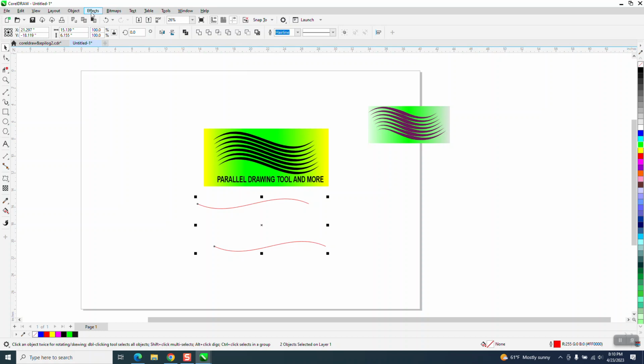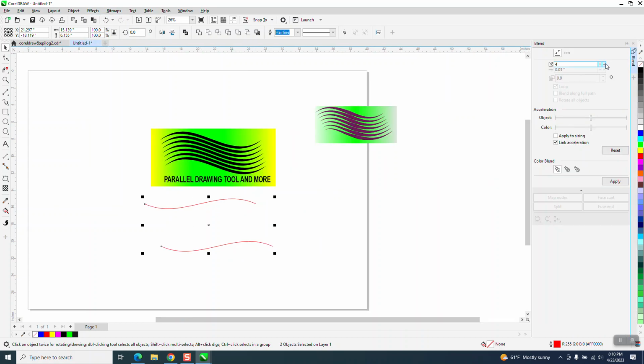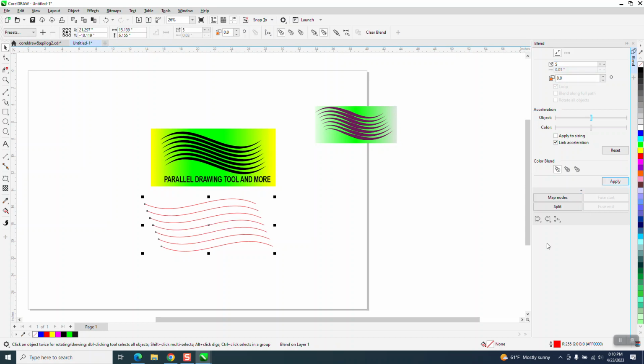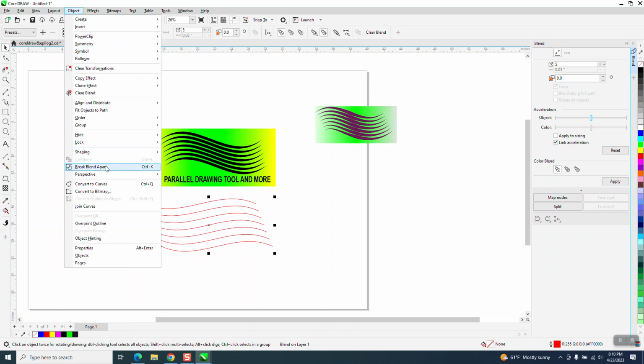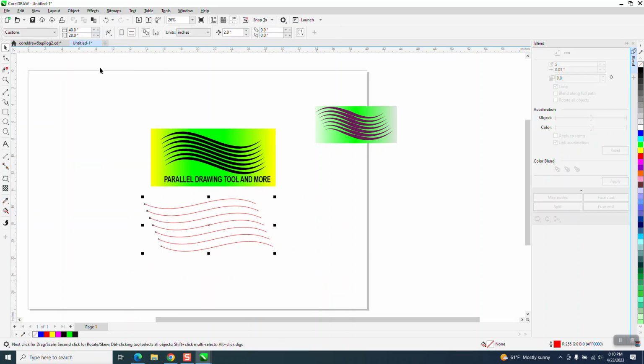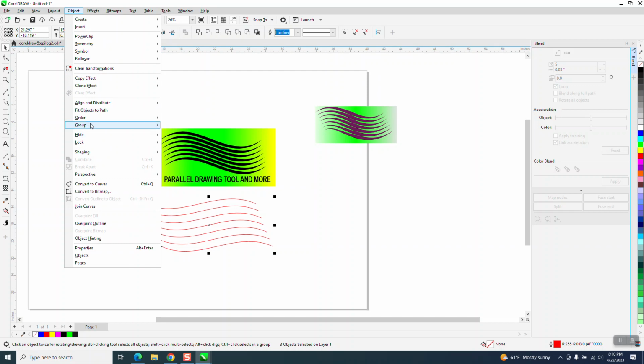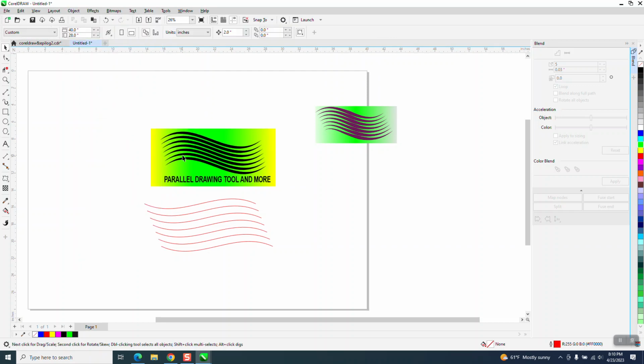So let's go to Effects and Blend. Let's blend like 5 times. See what it did? It blended them, not only spaced them apart evenly, it actually moved them over to the right side. Now, the only bad thing with the blend, you need to go to Object, break the blend apart, and I would always go Object and Ungroup because the center ones are a group.